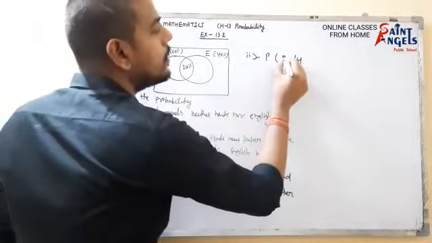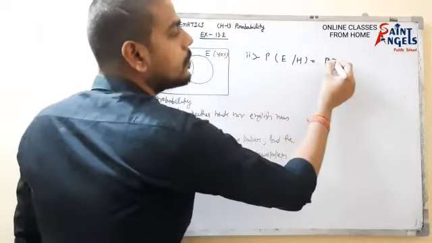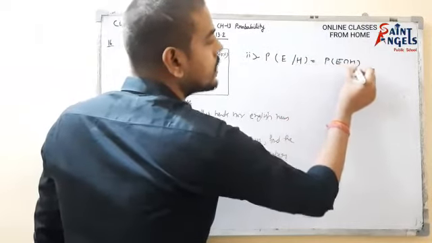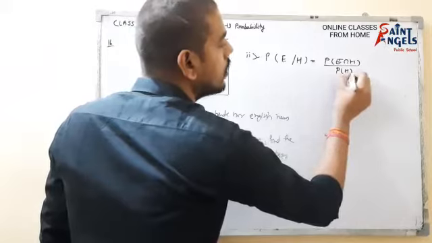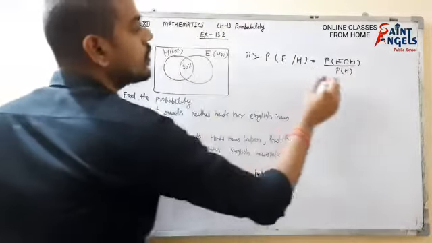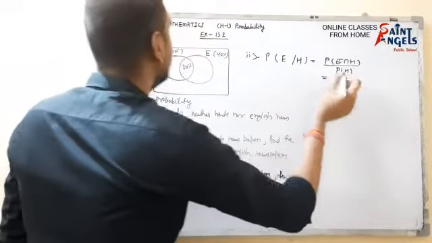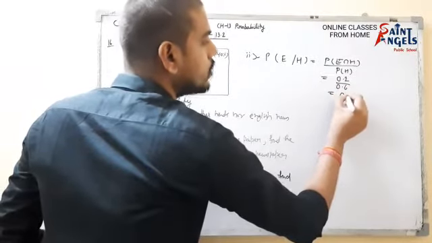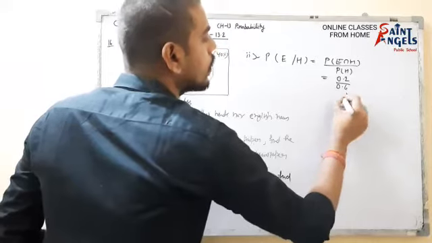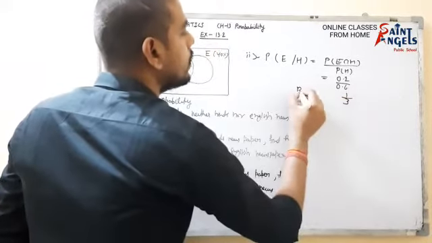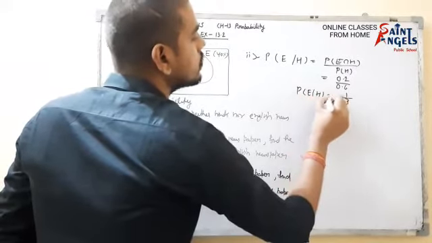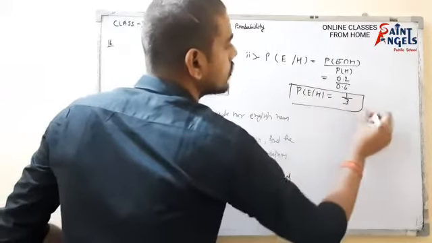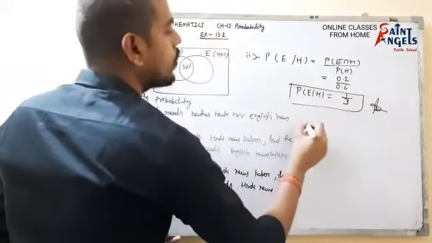So we have to find P(E given H). That would be equal to P(E intersection H) upon P(H). We have both the values. P(E intersection H) is 20%, 0.2, and P(H) is 0.6. So it means 0.2 upon 0.6, which is 1 upon 3. So P(E given H) is equal to 1 upon 3. Answer. Okay, now look at the third question.